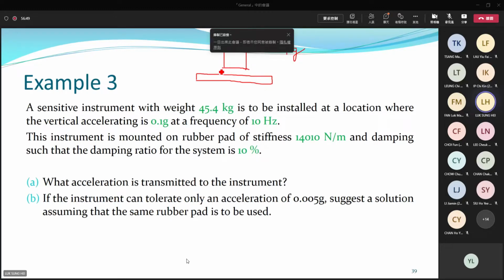This instrument is mounted on a spring with a damper. The spring stiffness, K, is given here. The damping ratio of the damper is also given, 10%. So you know K, you know the damping ratio. This location is under vertical acceleration. The acceleration amplitude is 0.1 g, which means symbolically U double dot G0 is equal to 0.1 g. G is the gravitational acceleration. The frequency is equal to 10 Hz.